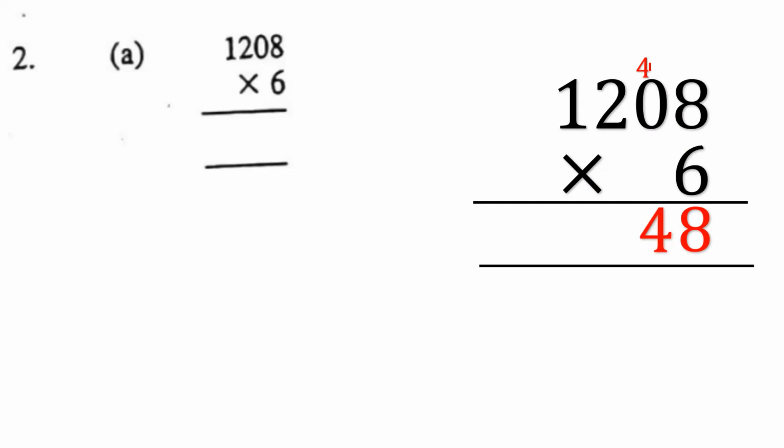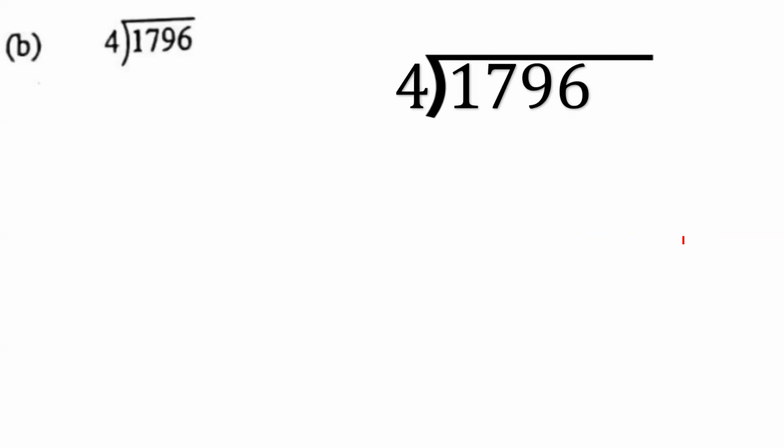Now we have 6 times 2. What is 6 times 2? Well, 6 times 2 is 12. So I put the 2 down and I put the 1 above. And so now we have 6 times 1. What is 6 times 1? Well, 6 times 1 is 6, plus 1. That is 7. And so the answer to this multiplication problem is 7,248.